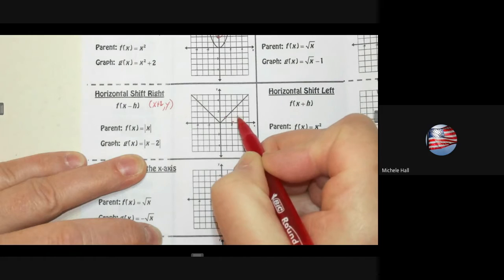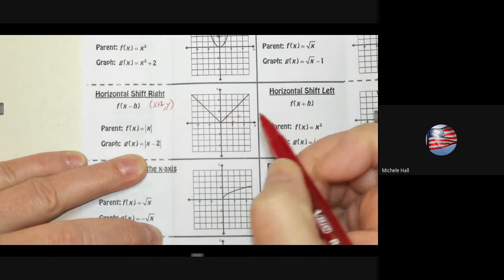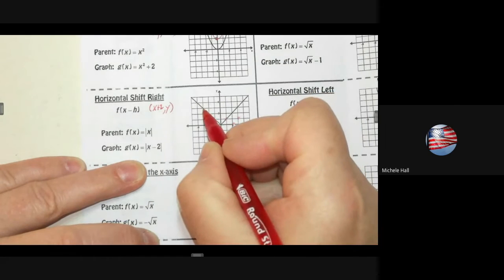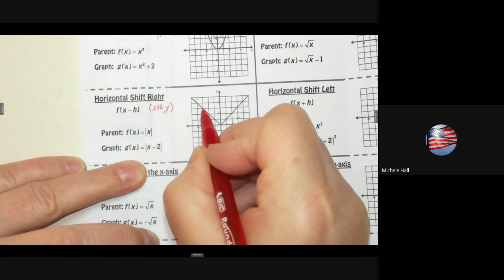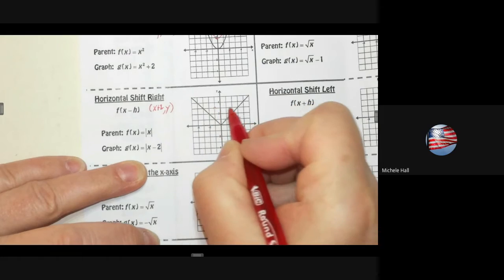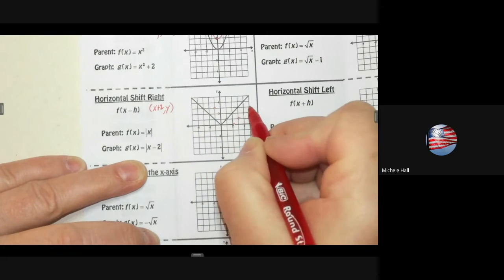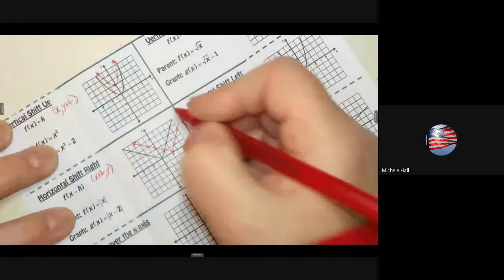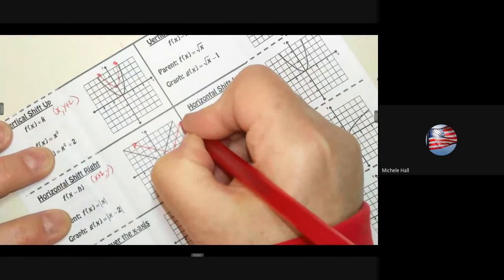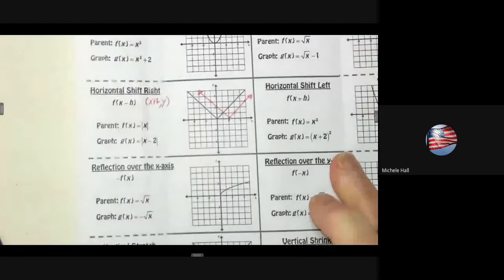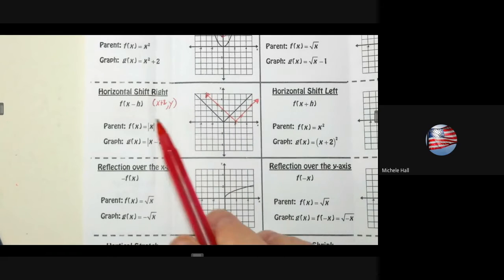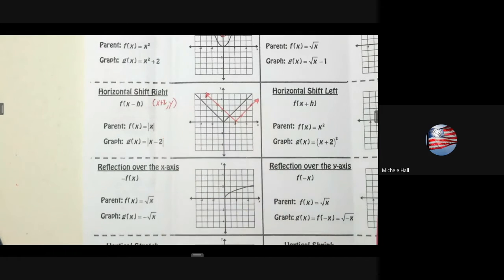1, 2. Starting to see that V shape. Let's go for one more. Let's go here. I pick this point and shift 2. 1, 2. I shifted 2 in the positive direction. I added 2 to all my x values.